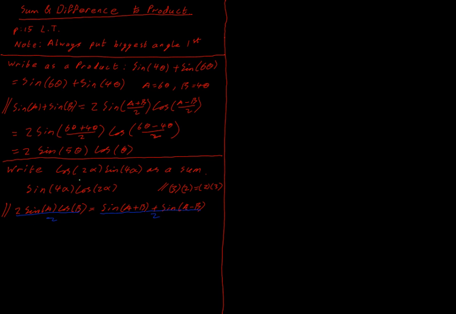So what we're going to do then is say that we have sine of 4 alpha cos of 2 alpha is going to be equal to, our A is going to be 4 alpha and our B is going to be 2 alpha.